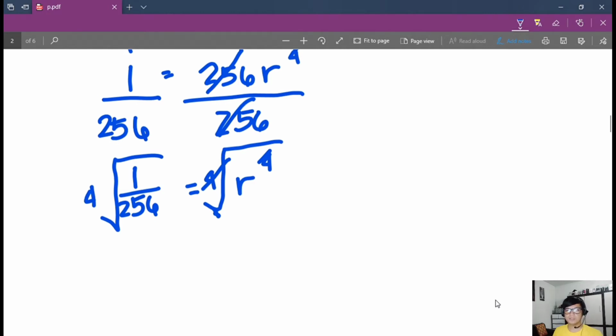So, that is, the 4th root of 1 is 1. And we have also, what is the 4th root of 256? So, the 4th root of 256 is 4.